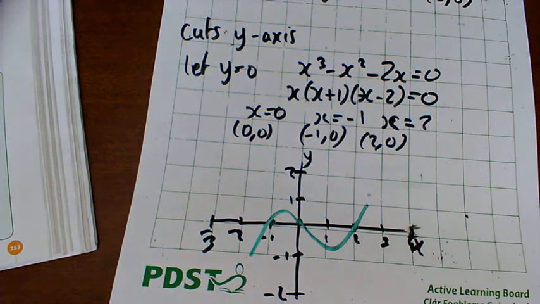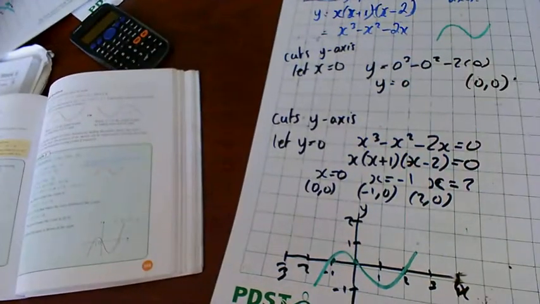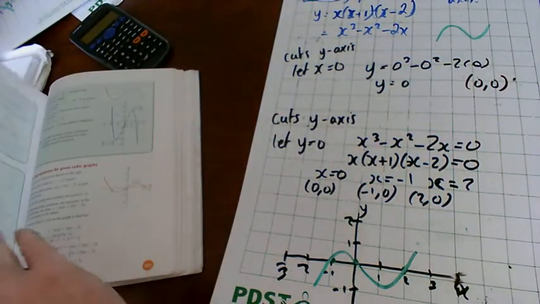Again, pretty much all we've done there is a revision of completing the square and letting x is equal to 0 and y is equal to 0 for these two examples. All right, so take down those two examples. I'm going to give you some questions and we'll be continuing with this chapter tomorrow for the double.